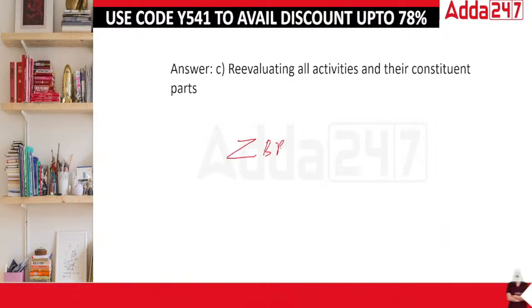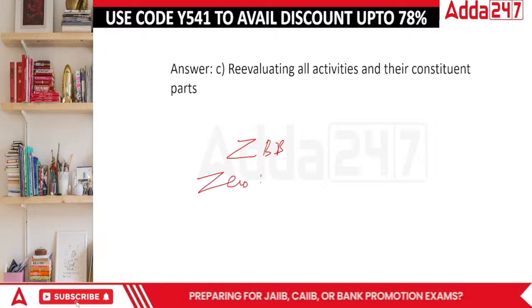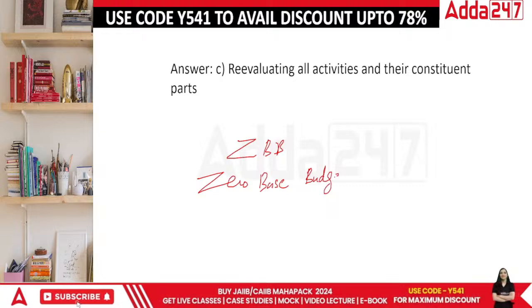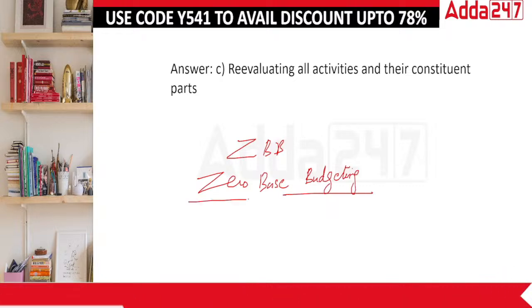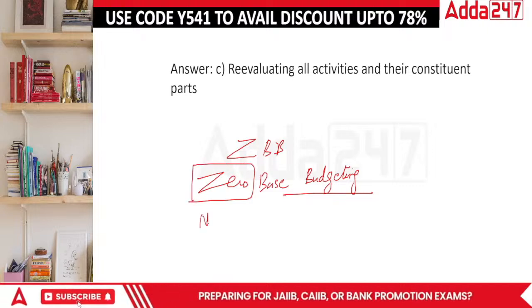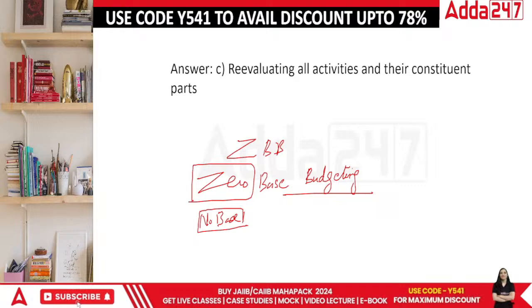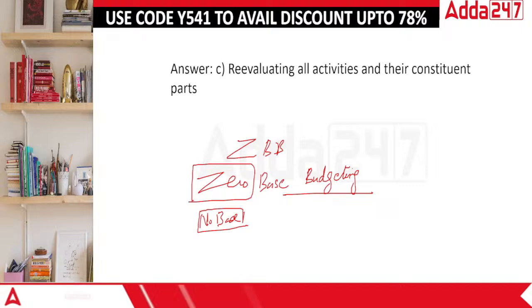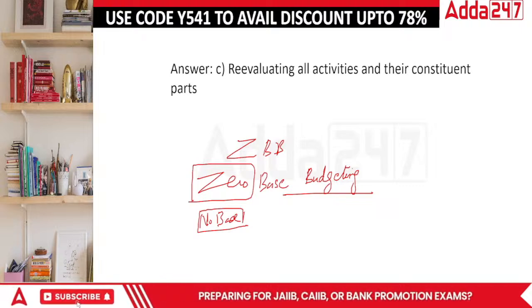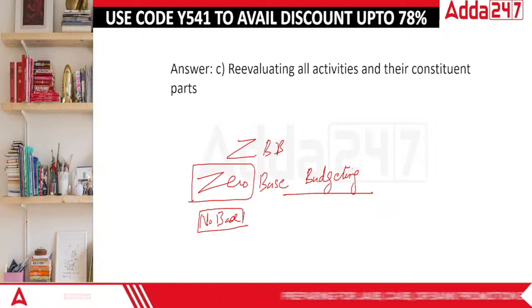ZBB is clearly saying zero base budgeting. There is no previous base that we are taking up. There is completely no base taken. If there's any base involved, then it is wrong, because zero based budgeting says we are coming out of the chains of the past.